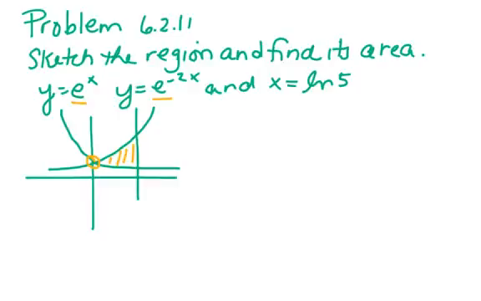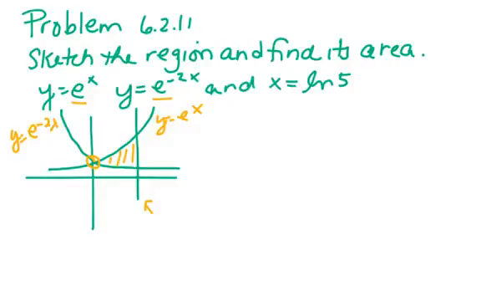So this is problem 6.2.11. We're asked to sketch the region and find its area. The functions that you're given are y equals e to the x, just the exponential, and y equals e to the negative 2x, which is a decay on the left-hand side. And the third piece of information, which helps put boundaries on this region, is x equals ln of 5.